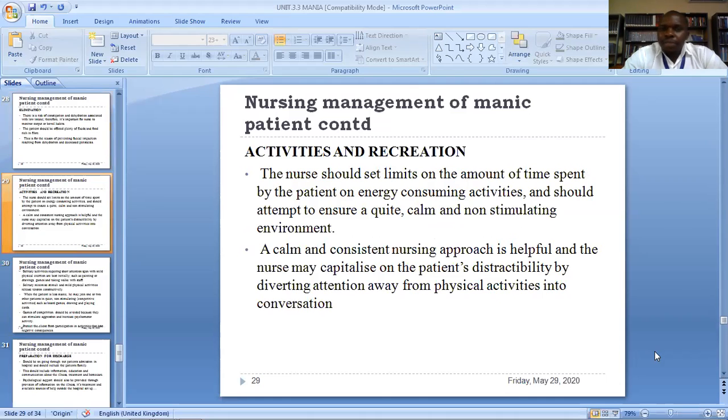The nurse must also consider issues to do with activities and recreation for this manic patient. The nurse should set limits on the amount of time spent by the patient on energy-consuming activities and should attempt to ensure a quiet, calm, and non-stimulating environment for the patients to easily rest. A calm and consistent nursing approach is helpful because these patients are easily irritable, and the nurse may capitalize on the patient's distractibility by diverting attention away from physical activities into conversation. When they are almost becoming irritable, you can easily, as a nurse, divert their physical activity into a mere conversation because they're easily distractible.